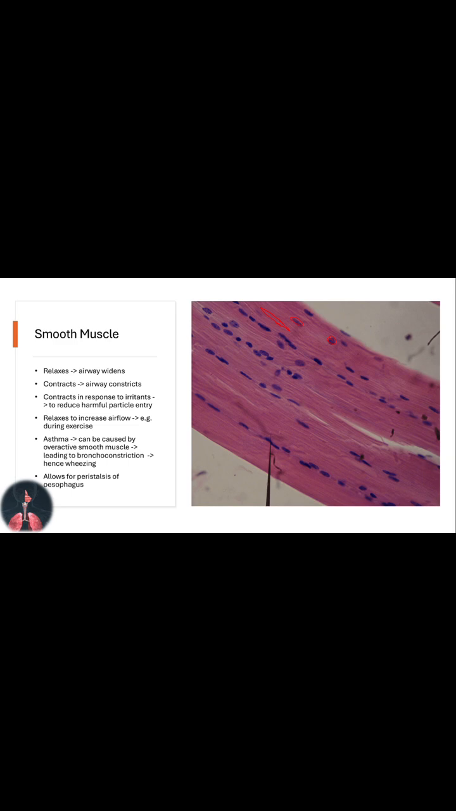If you have asthma, or you know someone with asthma, then this is caused by overactive smooth muscle. Can you think why?